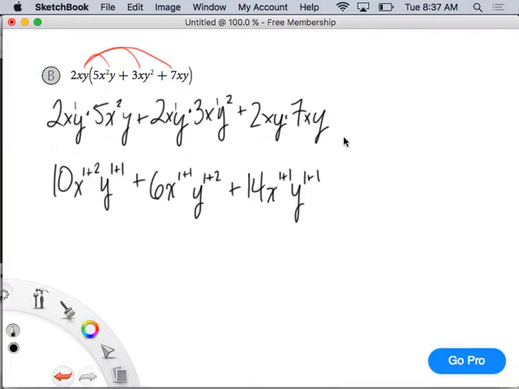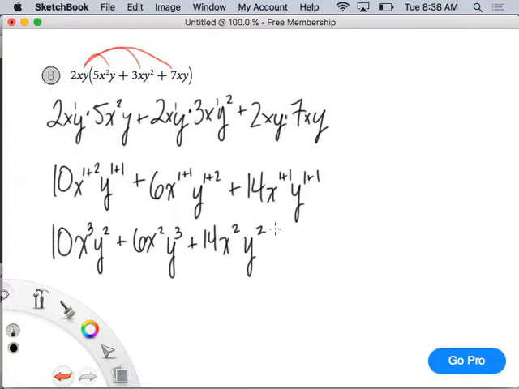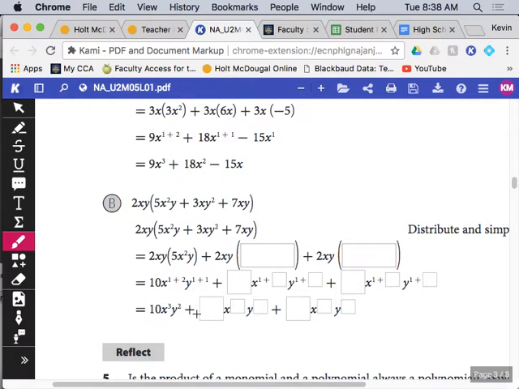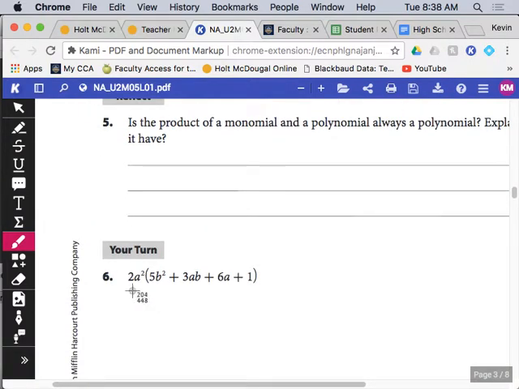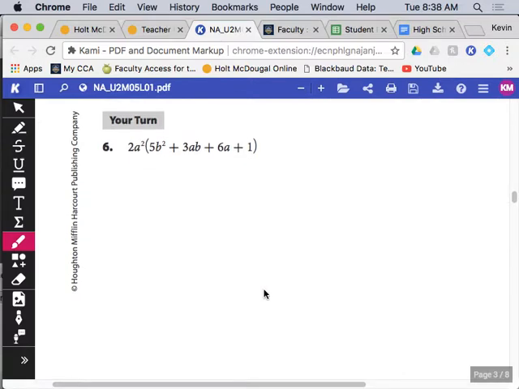So I get 10x to the third y squared plus 6x squared y to the third plus 14x squared y squared. That makes sense? Any questions on this? Okay. So go ahead now and do number 6. Do this one on your own.